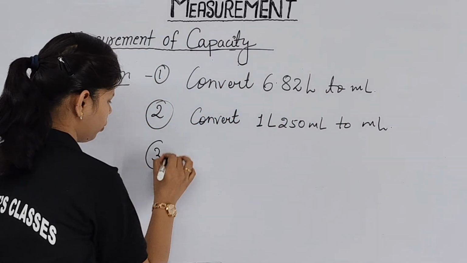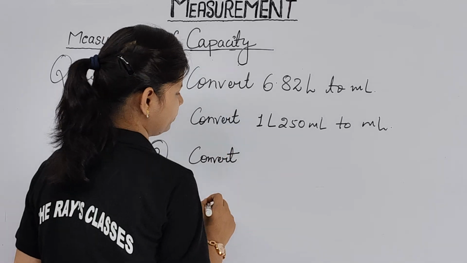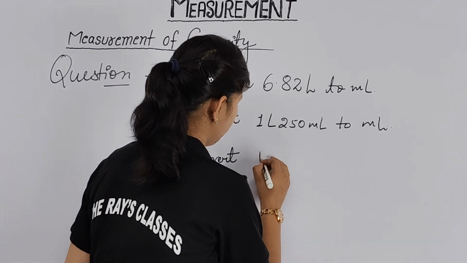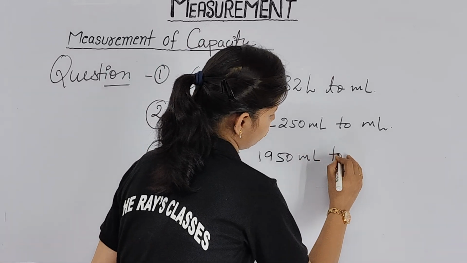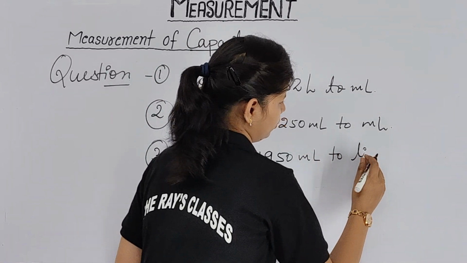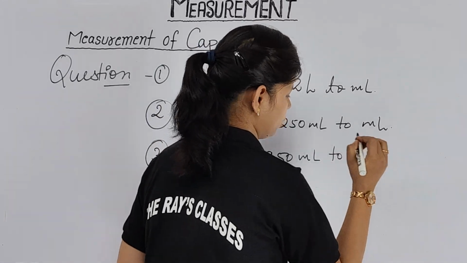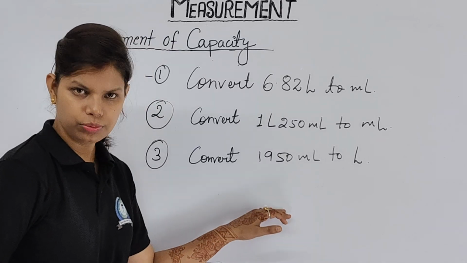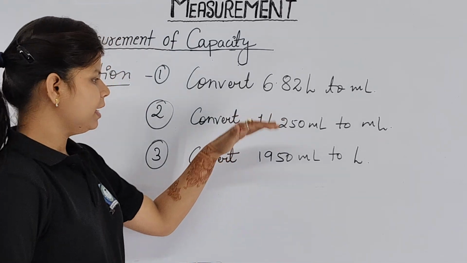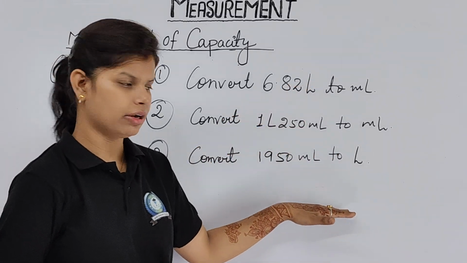And the third question of yours is: convert 1950 milliliter to liter. You are just going to write the bigger unit, it can be written as liter. Here we can use all the operations that I have taught you. Clear, no? Based on this, we have many more examples that we are going to discuss.